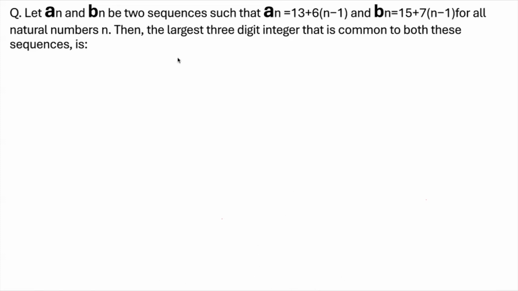So let's observe something. We have two sequences AN and BN. AN, if we observe carefully, has been given as 13 plus (n minus 1) into 6, right? So this very clearly resembles A plus (n minus 1) into D, and this is the general expression for the nth term of the AP, right? That means AN is an AP where the first term A is 13 and the common difference D is 6.